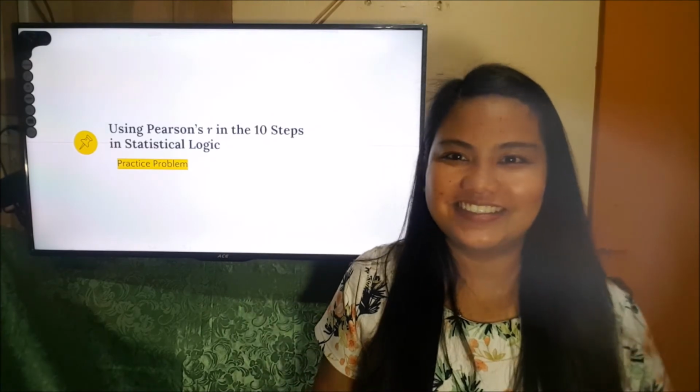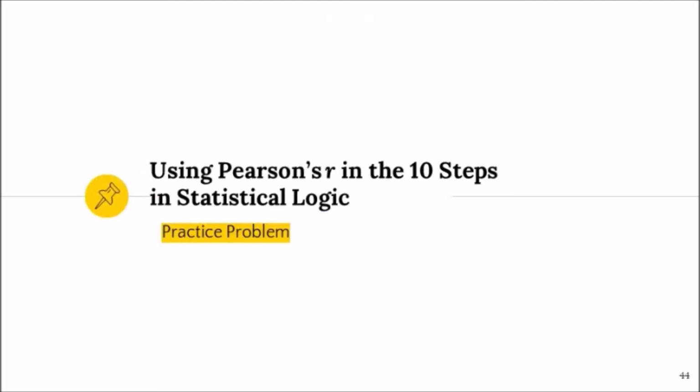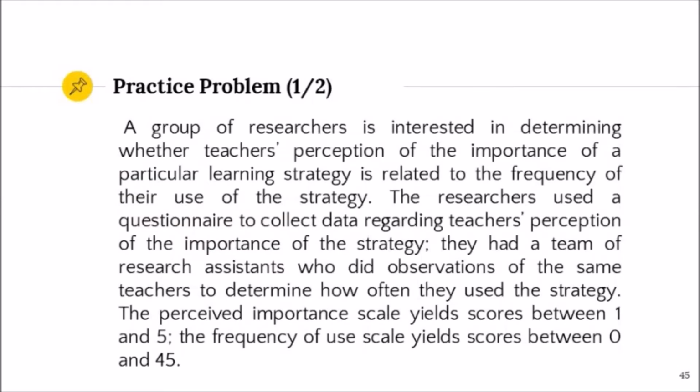Thank you! After learning the steps on how to compute the Pearson product moment correlation coefficient, let's now try to answer an exercise that will help to better apply what we have learned. The said practice problem can also be found on pages 298 to 299 of Jean Turner's book, Using Statistics in Small-Scale Language Education Research. We will also follow Turner's 10 steps in statistical logic in solving for Pearson's R. Allow me to read the practice problem.